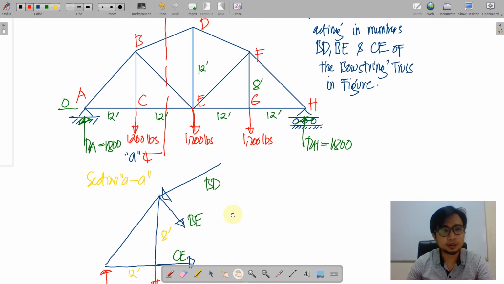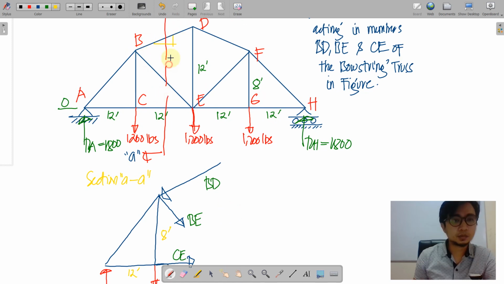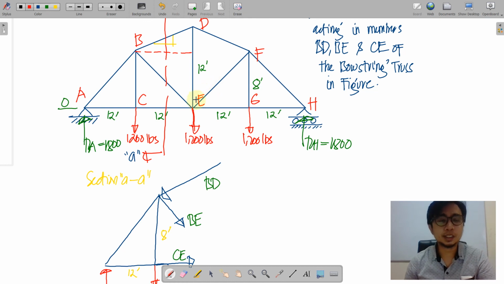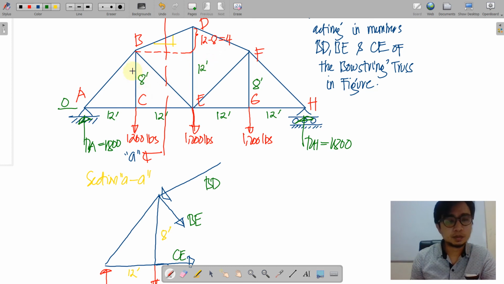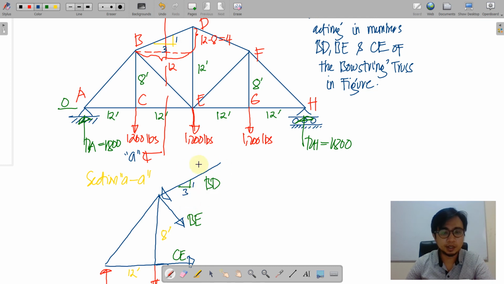If we investigate the slope of BD, we'll just get the vertical and horizontal slope. As we can see, we established the triangular shape here on BD by making a line here. This dimension is 12 minus 8, which is equal to 4, because this is 8 feet. Note that this dimension is also 12, so we have a slope of 4 and 12. Reducing this into the simplest numerical value, we divide by 4, so this is 1 part of 4, and the horizontal is 3 parts of 4, which is 12. So we have a slope of 1 to 3. We place it here on the member BD.